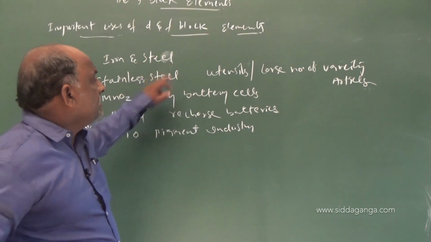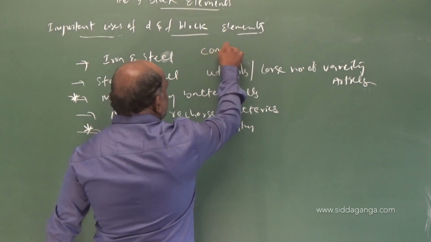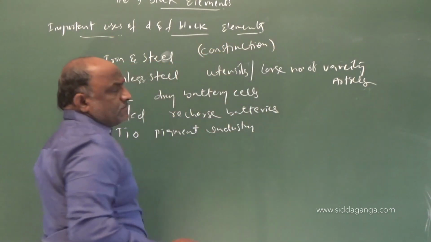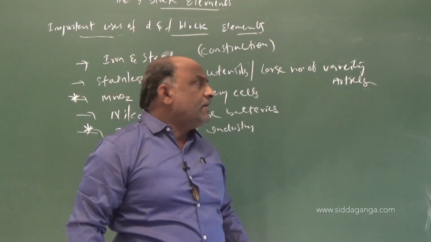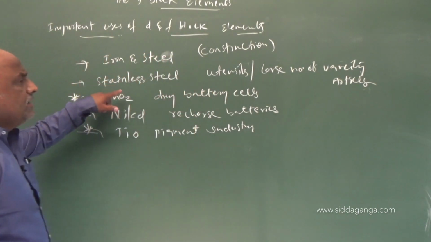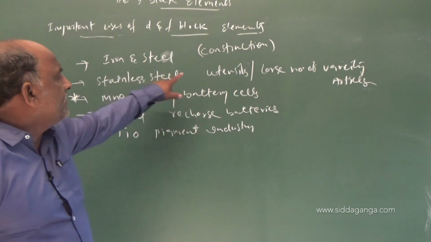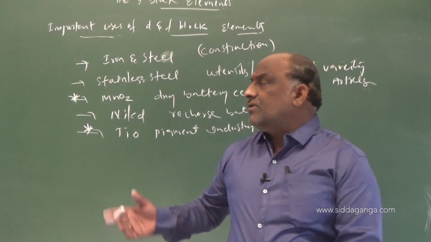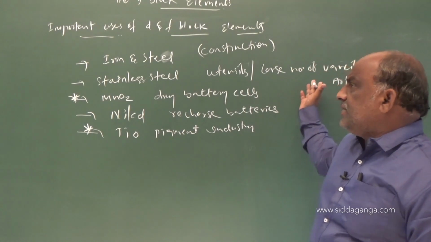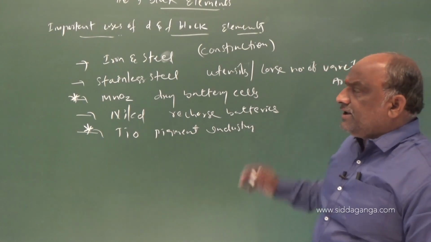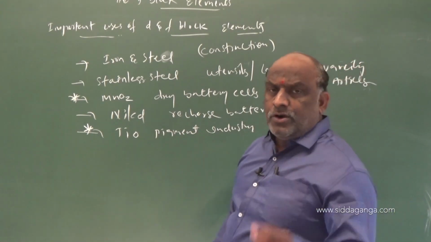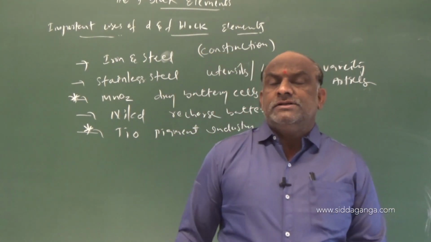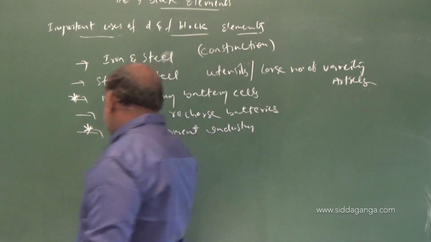Iron and steel, these two are construction materials. For construction purposes we require some material, that material is called iron and steel. And stainless steel is used for the preparation of utensils, and a large number of articles we can prepare from this. And one more important point was regarding D block elements, that is the 2B group elements. This is also important.